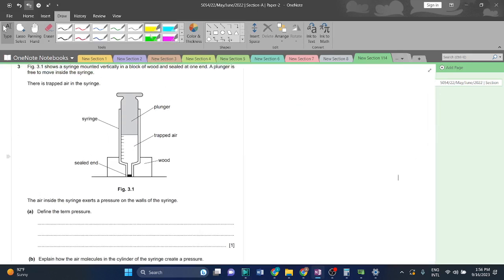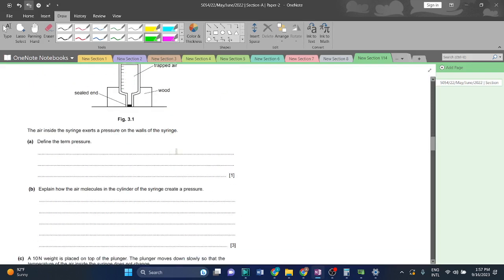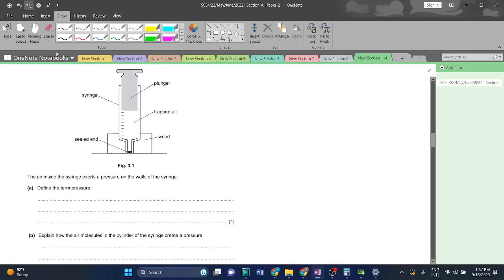Question number three. Figure 3.1 shows a syringe mounted vertically in a block of wood and sealed at one end. So it is sealed at one end so that none of the air escapes. A plunger is free to move inside the syringe, depending on the outward pressure and the inward pressure. The pressure is why the plunger is not falling down. ठीक है ना? There is trapped air inside the syringe. The air inside the syringe exerts pressure on the wall of the syringe.